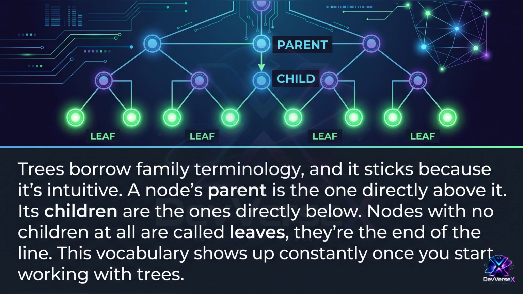A node's parent is the one directly above it. Its children are the ones directly below. Nodes with no children at all are called leaves. They're the end of the line. This vocabulary shows up constantly once you start working with trees.